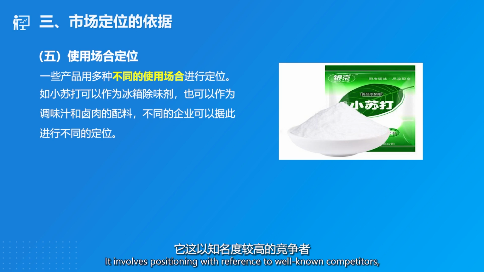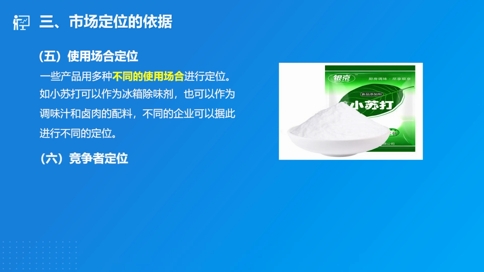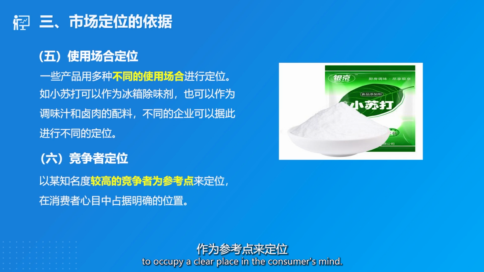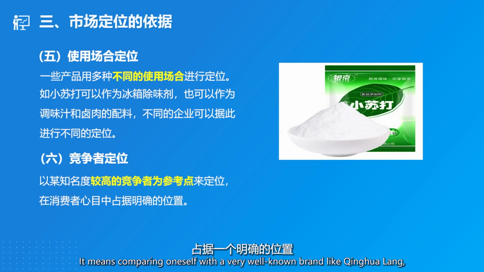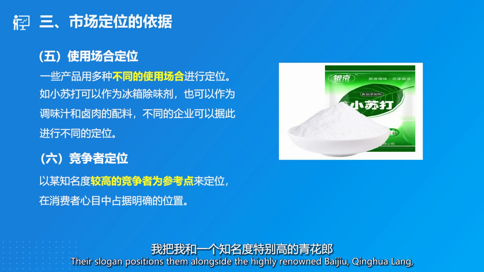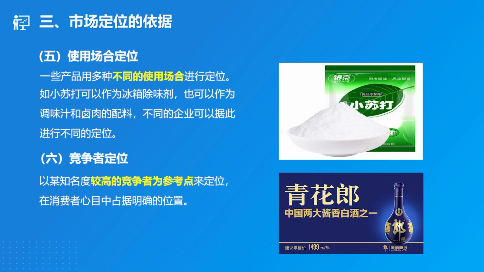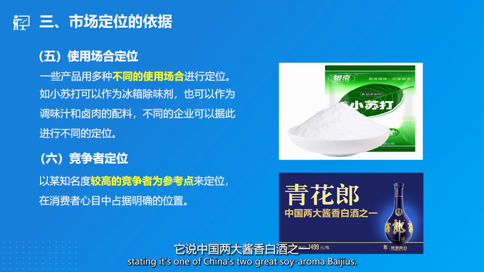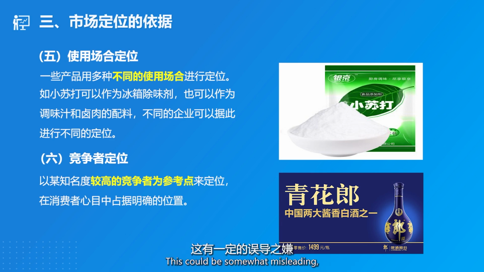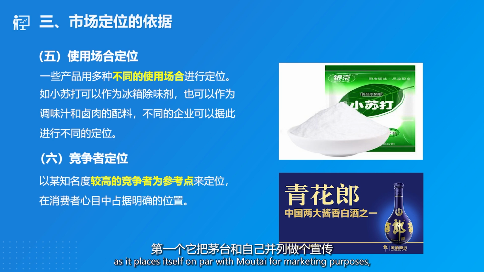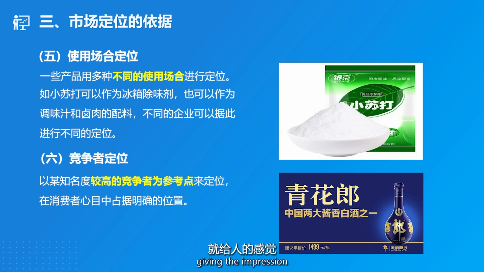It involves positioning with reference to well-known competitors to occupy a clear place in the consumer's mind. What does this mean? It means comparing oneself with a very well-known brand like Qinghua Lang. What does it imply? Their slogan positions them alongside the highly renowned Baijiu, Qinghua Lang, with their advertising phrase stating it's one of China's two great soy aroma veggies. This could be somewhat misleading, as it places itself on par with Moutai for marketing purposes, giving the impression that this product is equivalent to Moutai. This was actually a very successful marketing strategy for a period of time.